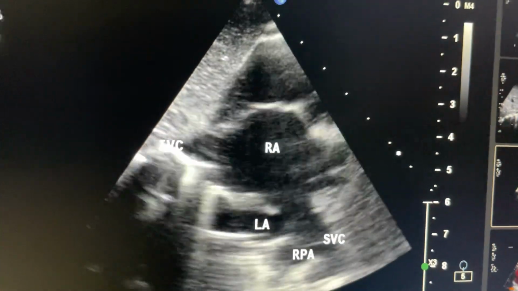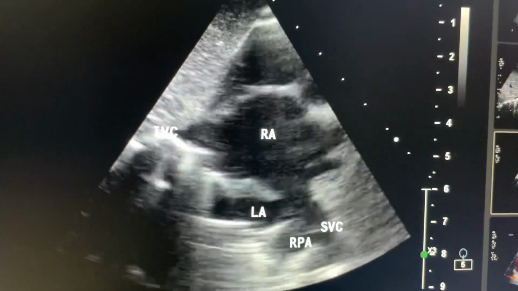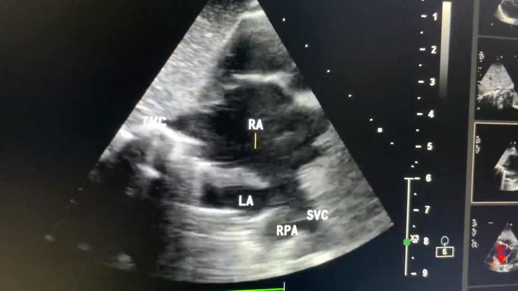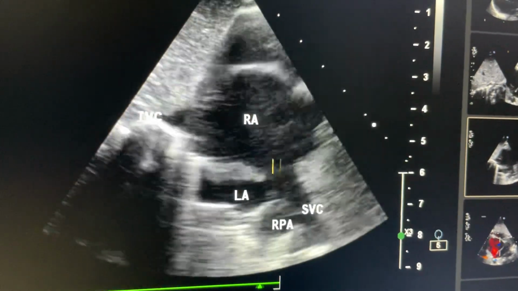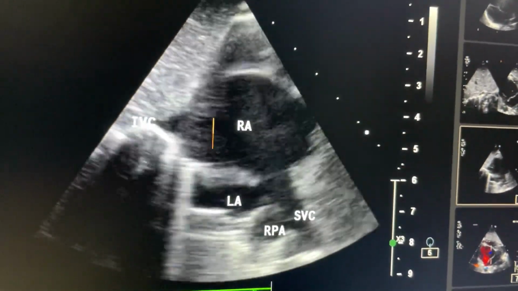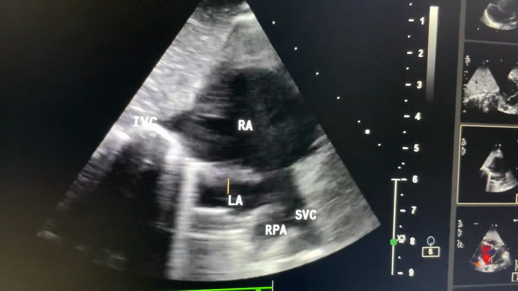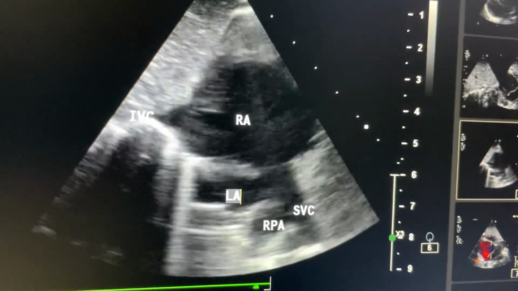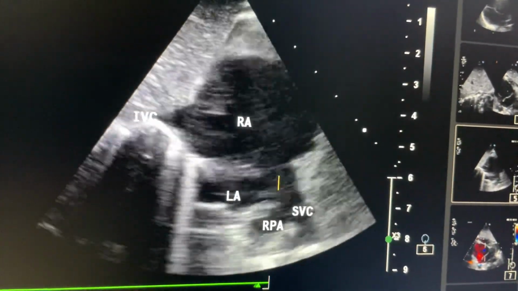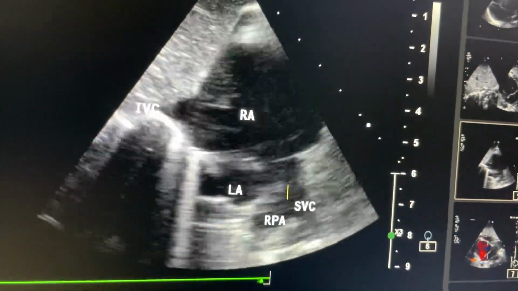This is bicaval view obtained through subcostal window, and this case has sinus venosus ASD of SVC type. So SVC type: this is SVC draining into right atrium, this is IVC draining into right atrium. Obviously this is right ventricle, this is left atrium. Left atrium and right atrium have a connection through SVC. That is why it is called sinus venosus ASD of SVC type.